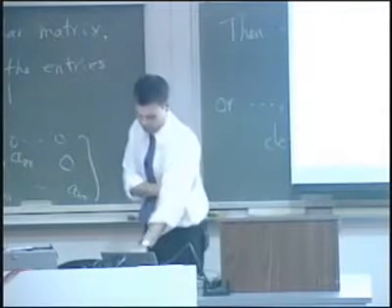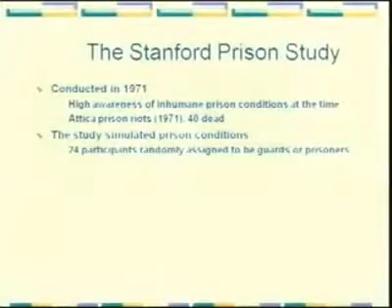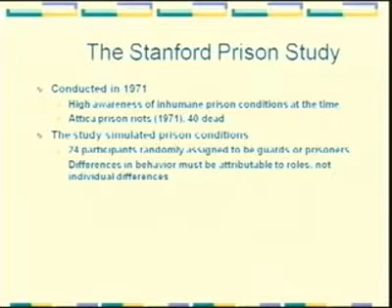So I would argue these things are still relevant just because of the sheer number of people that are in prison in the contemporary U.S. So what they did in the study is they took 24 participants that were recruited from the community, and they randomly assigned them to be guards or prisoners. And the differences in behavior, as a result, must be attributable to the roles that they were randomly assigned, okay?